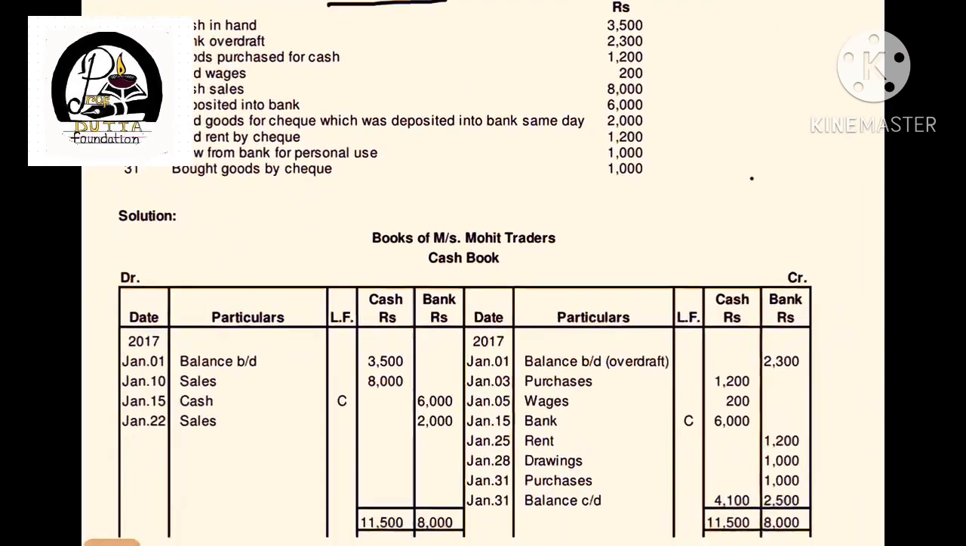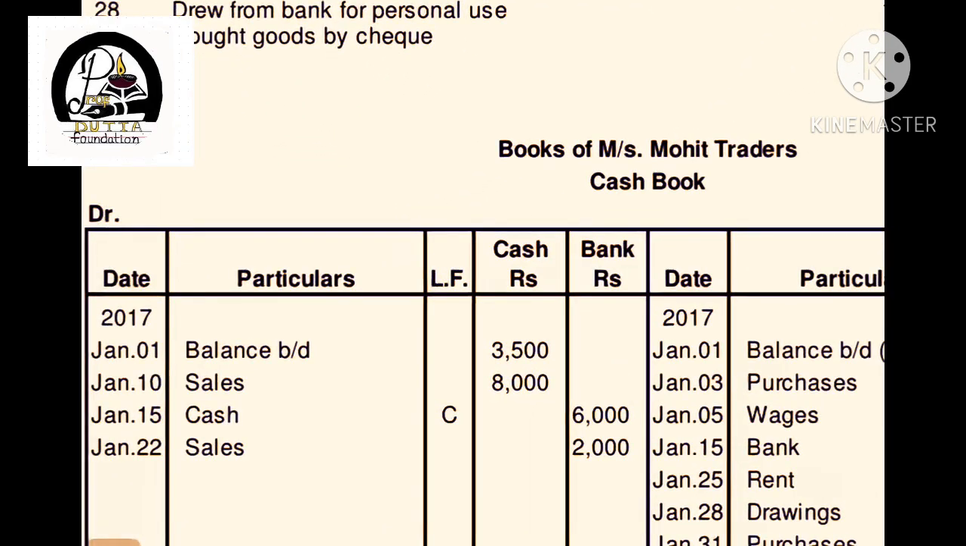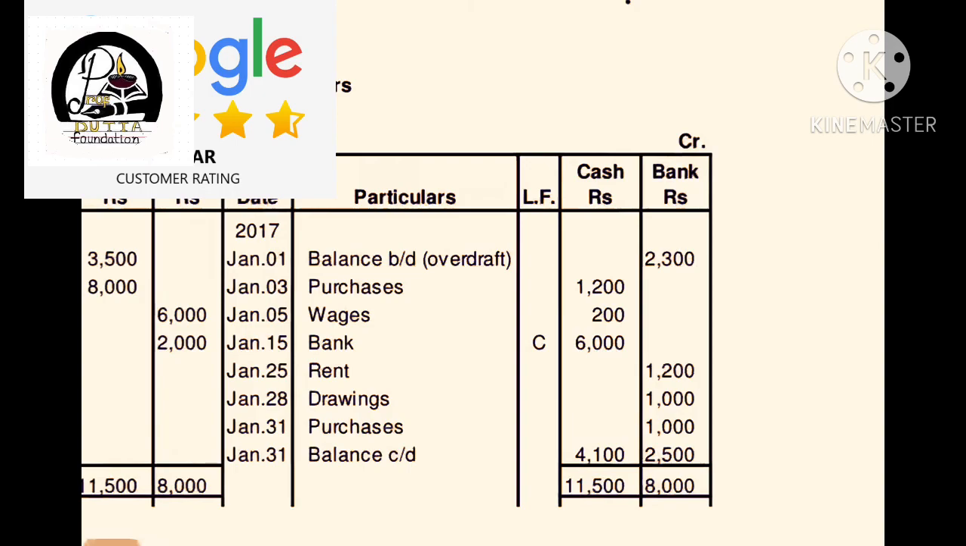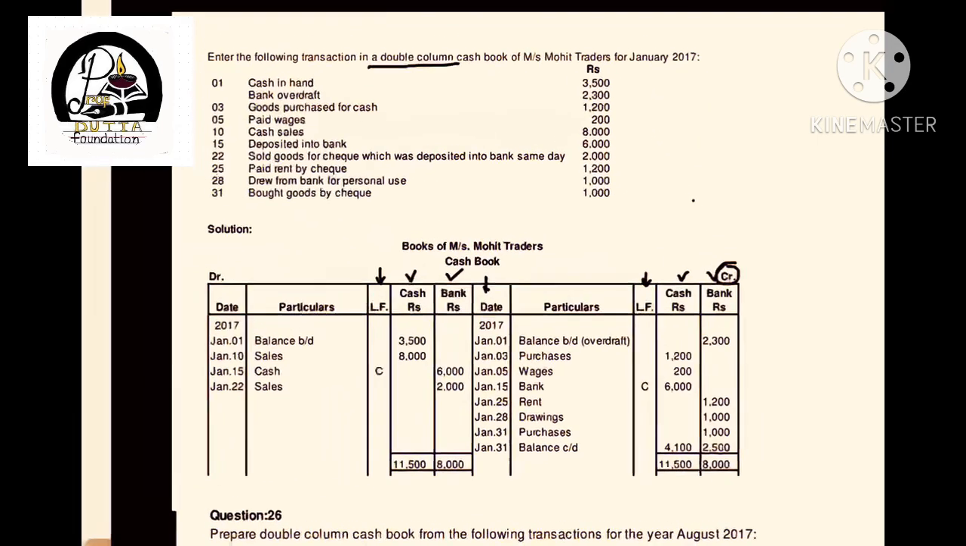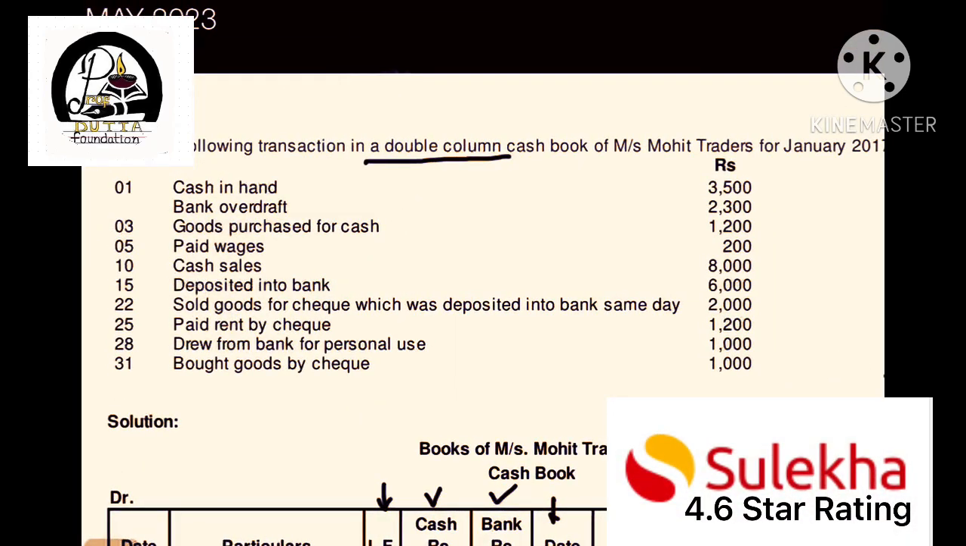First of all, in a double column cash book we need to open two accounts. You can see one is a cash account, another is a bank account. We have the ledger folio on the debit side as well as date and particulars. Simultaneously we have a bank column and cash column on the credit side, as well as ledger folio, date and particulars. Now suppose you have been given some information in the question.